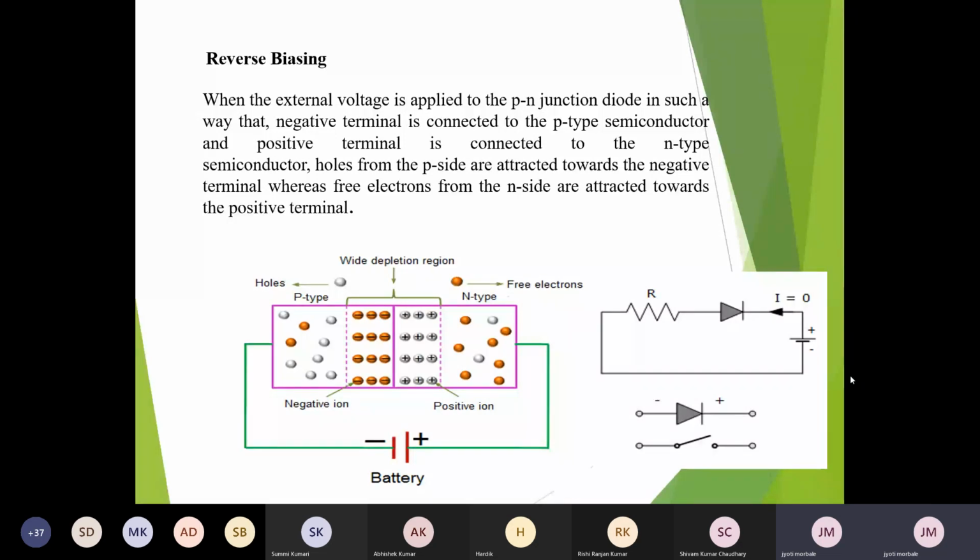So the electrons present in the N region will flow away from the junction, in an outward direction. Here you can see it marked with a green colored arrow.